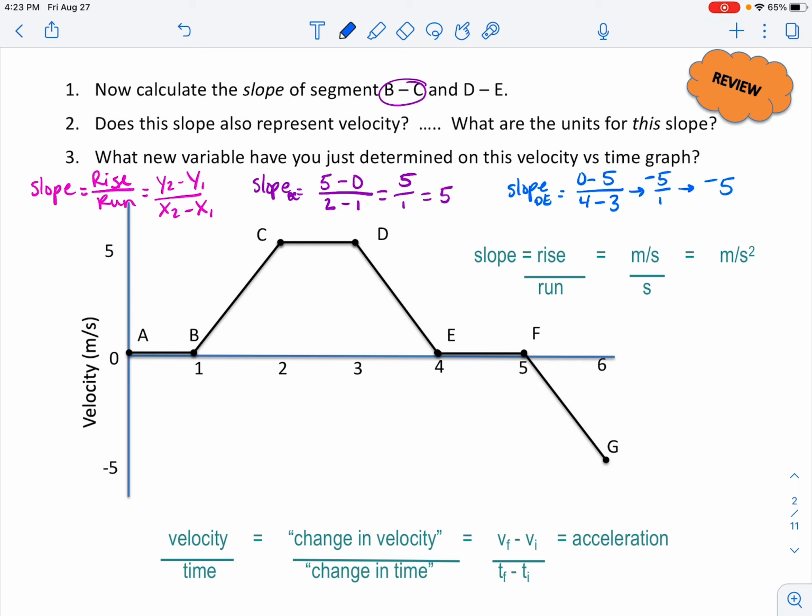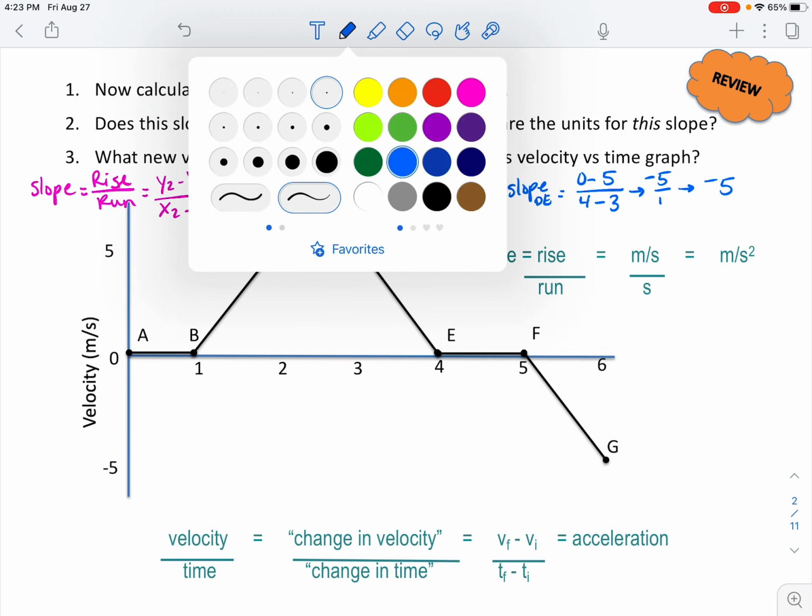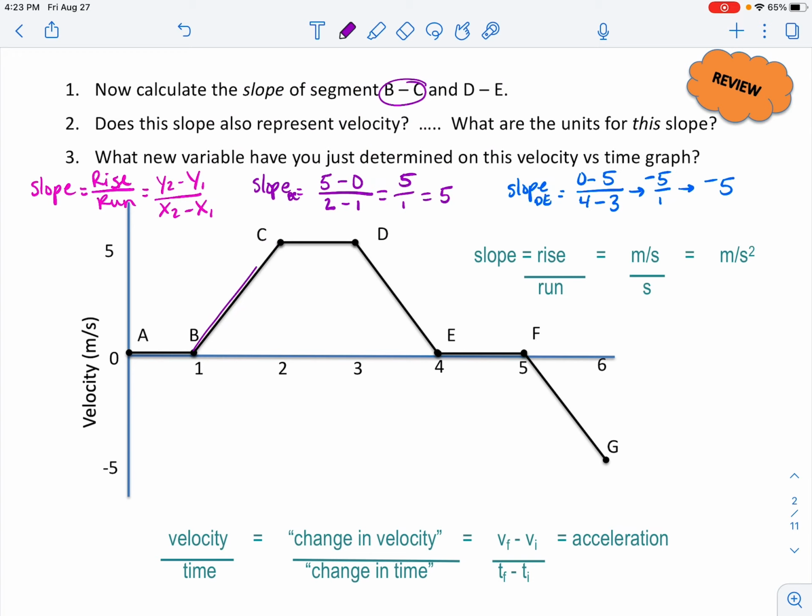So these two slopes both have a magnitude of 5, but segment BC has a positive slope value, and segment DE had a negative slope value. Hopefully this is something that you are already comfortable with from your experience in math class. So the next question here on the page says, what are the units for this slope?